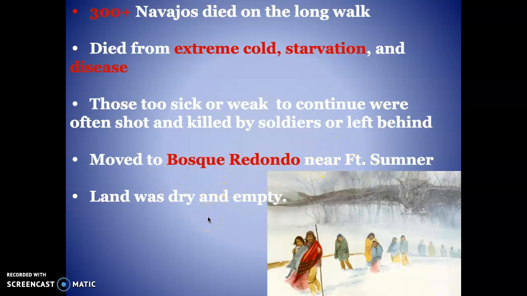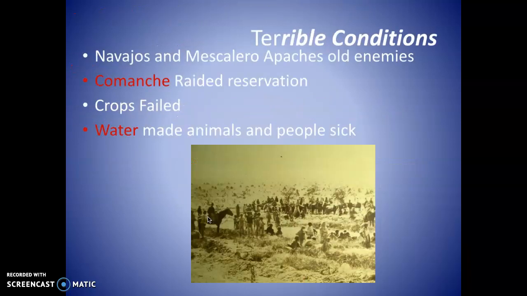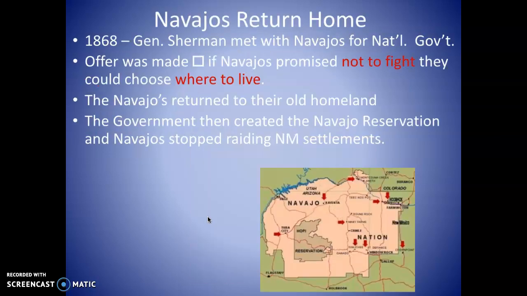When they arrived, the land was dry and it was empty. They arrived and found the Mescalero Apaches had already been relocated there as well. Now these two old enemies were forced to live together. The Comanche were raiding this reservation. Because the land was so terrible, their crops failed. The little water that they did have on this reservation made animals and people sick.